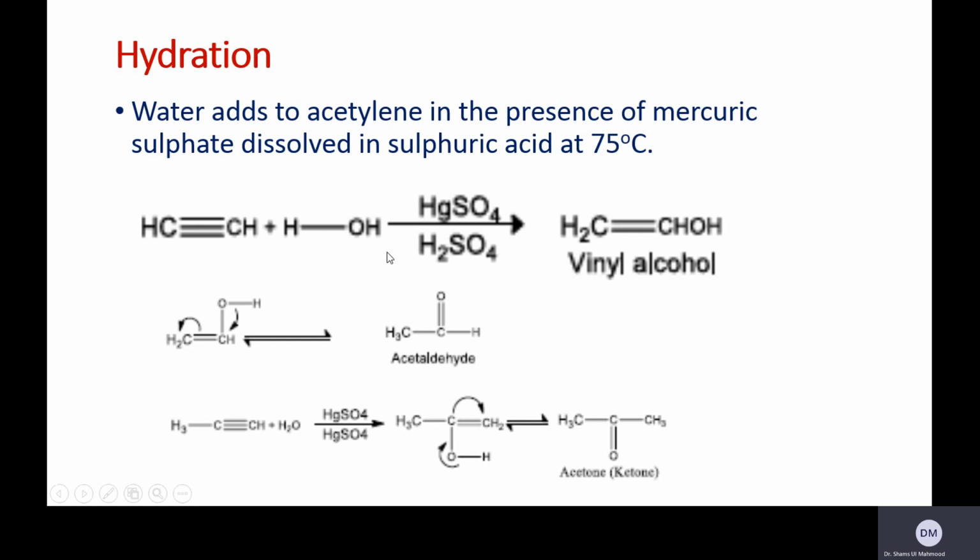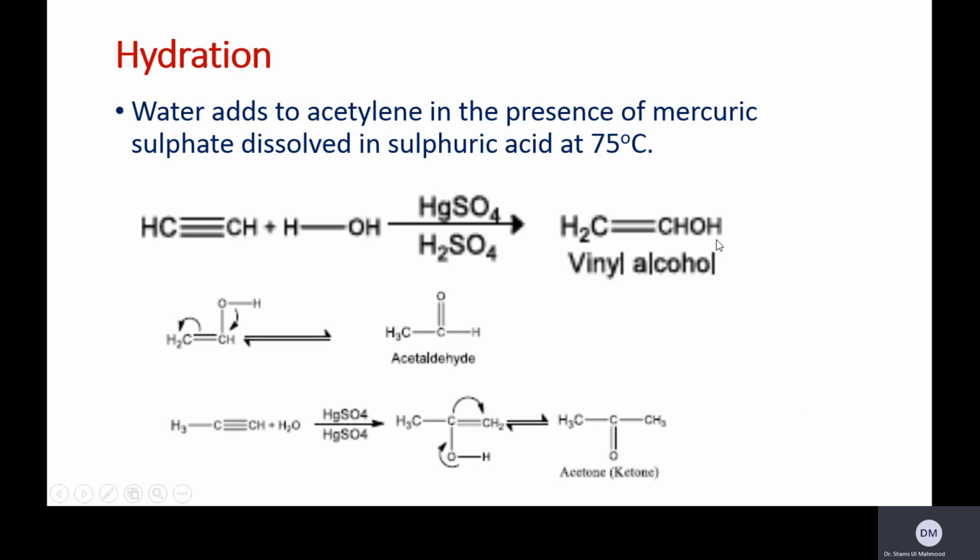Hydration. So addition of water, that is called hydration. This addition of water takes place in the presence of mercuric sulfate in sulfuric acid at 75 degrees centigrade. So similar to the HBr, now we have the HOH. So hydrogen goes to one carbon, OH goes to the second carbon, and the triple bond moves to the double bond. This is called vinyl alcohol.